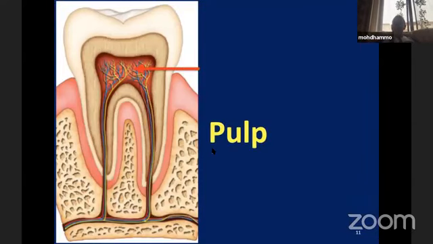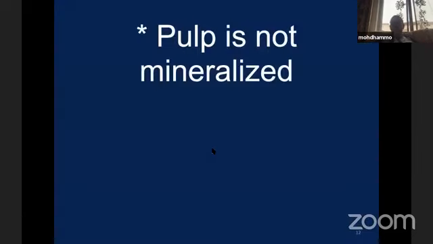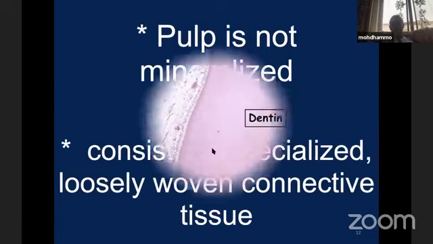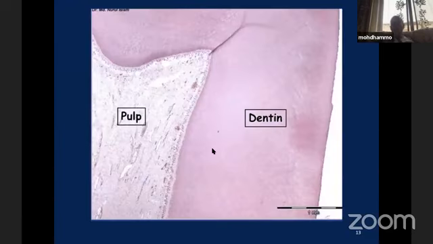Then the third part of the endodontium is the pulp, which is the non-mineralized part inside the tooth. Pulp is not mineralized, and it consists of specialized, loose connective tissue. So here is a look at the pulp and dentine.